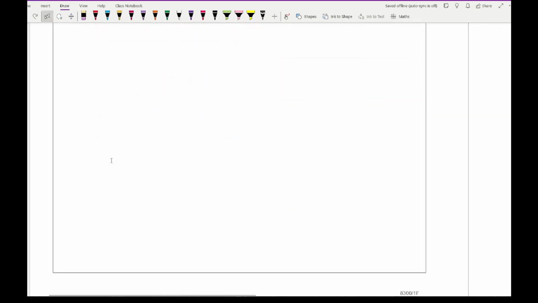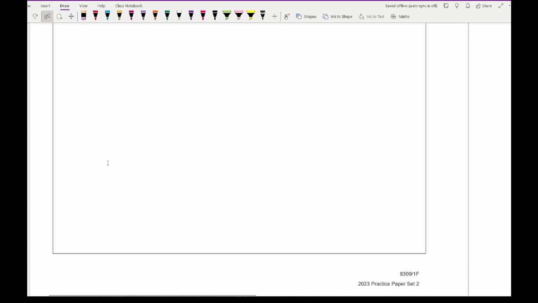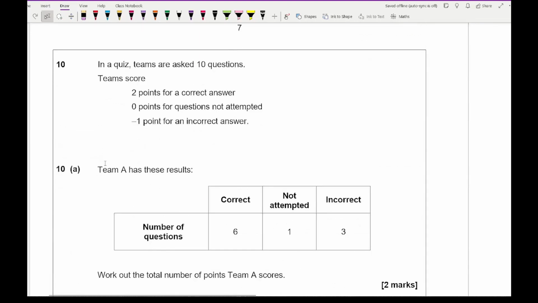Now again, make sure you try and write your answers in the answer box, but I'm not doing that just so that it fills the space, so we can actually see it on the screen rather.